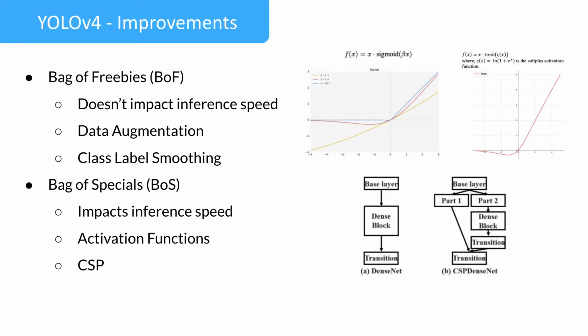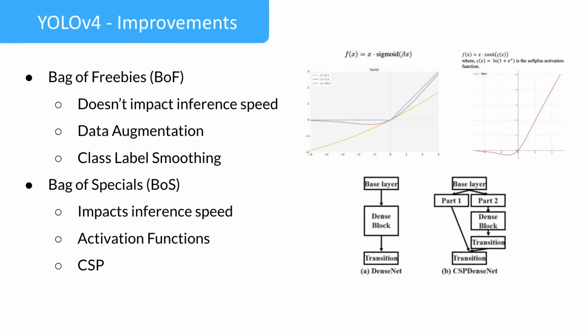The other set of improvements added to YOLO v4 is called Bag of Specials, or BOS. These are just a few techniques that impact the inference speed since they're directly involved with the network. Whereas BOF tends to modify the training data itself so that the model can learn better.